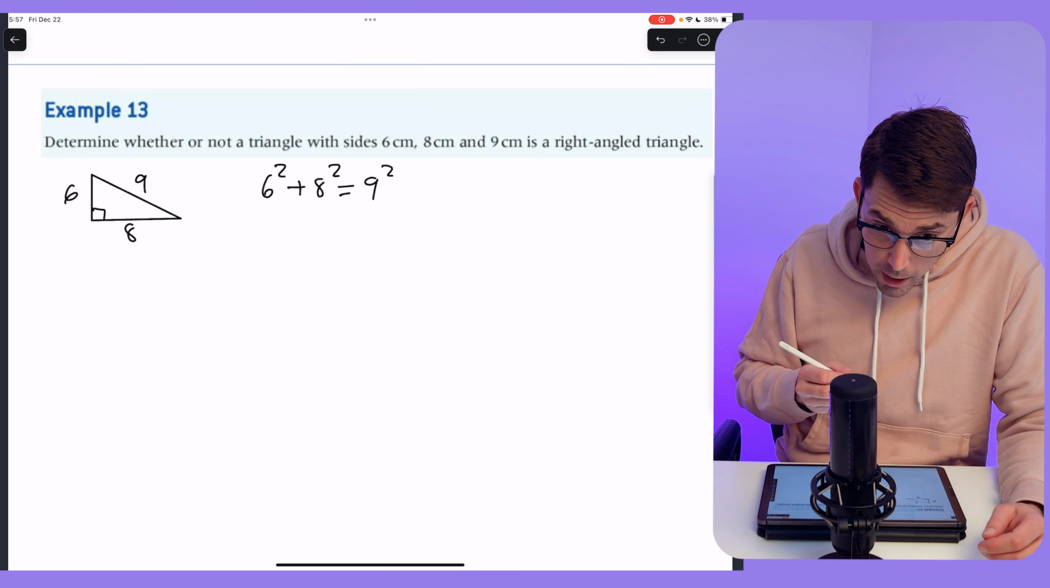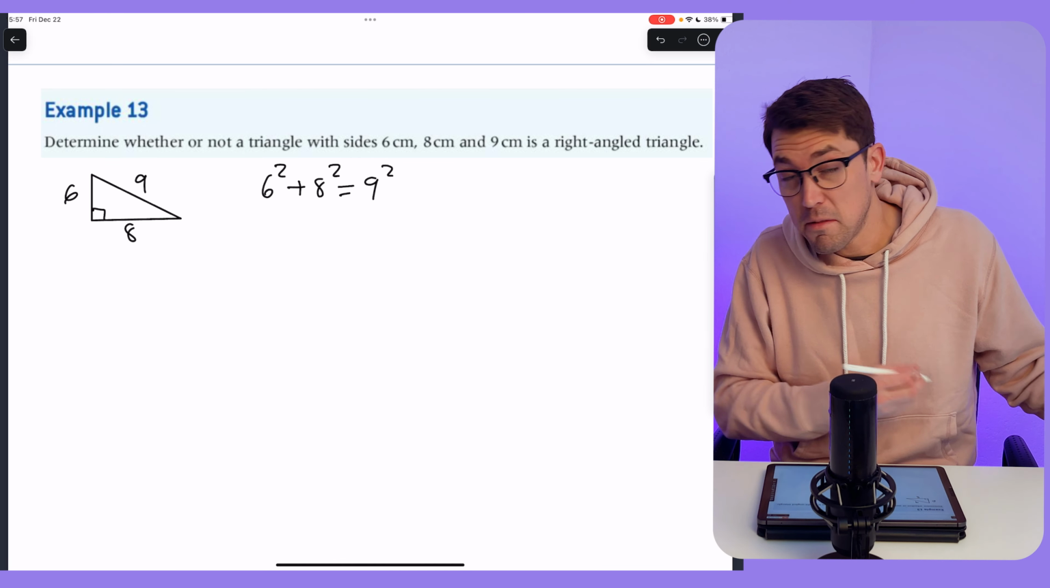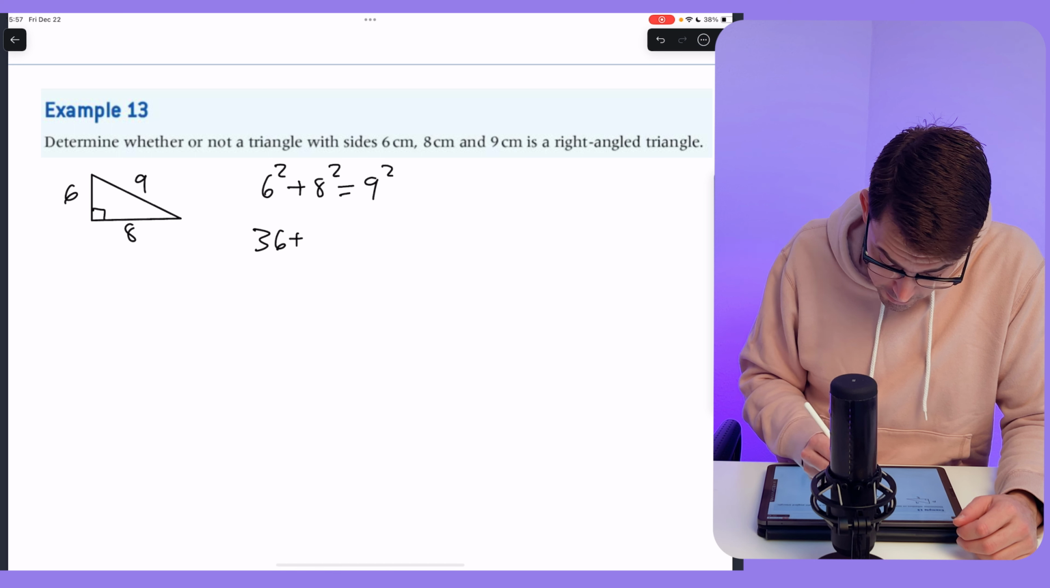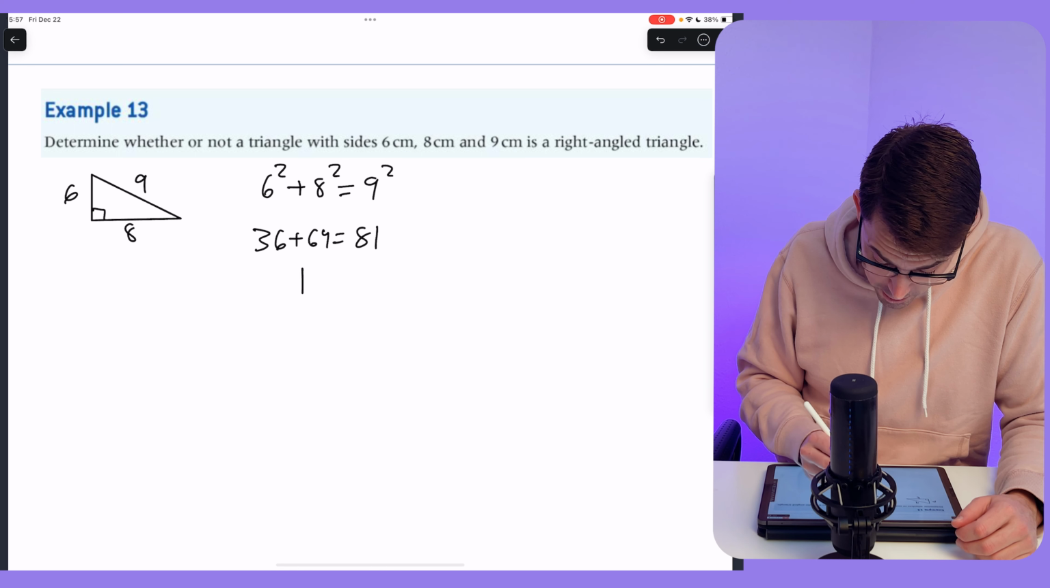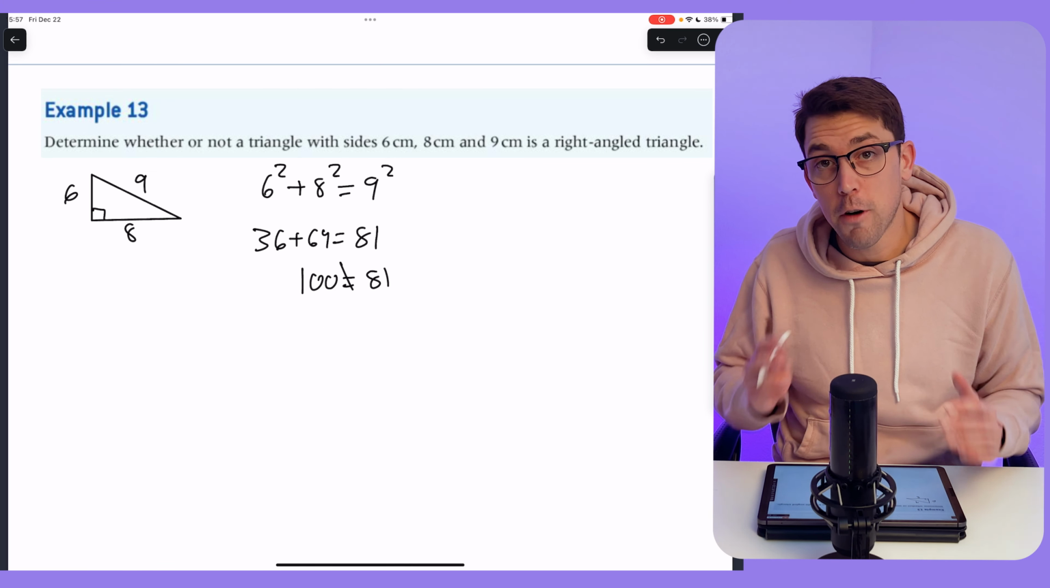Now, what you can do here is solve the left side and see if it equals what you find on the right side. So if I had 36 and then 64, does that equal 81? Well, this actually equals 100. And does 100 equal 81? No, that is a false statement.